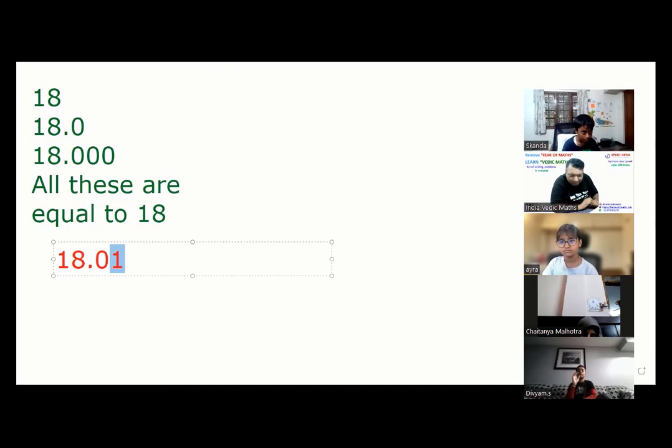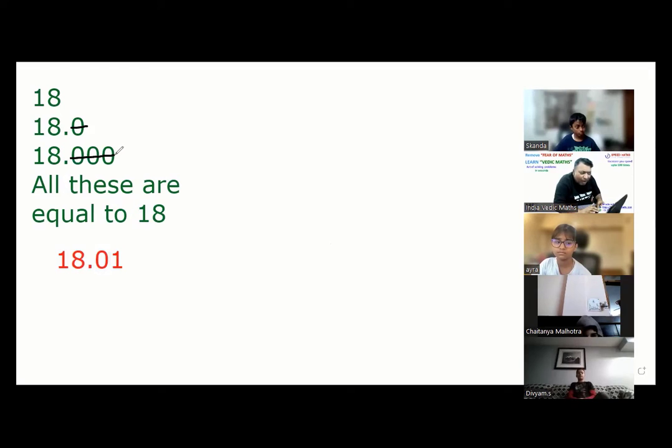Divya, you want to ask something? They're all equal because 0 doesn't have a number value. Because 0 is not significant. But here the 0 is significant because there is one number after 0. The rule is, if there is no number after zeros, then the zeros are useless. What I'm trying to say is, these zeros are useless. But this 0 is useful because there is a non-zero number after 0.